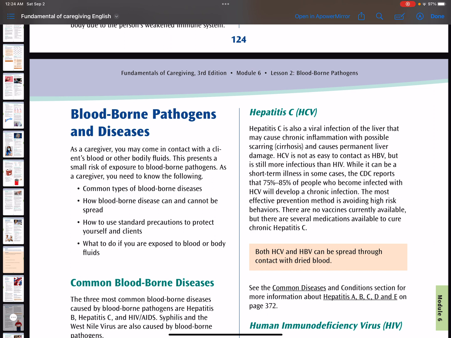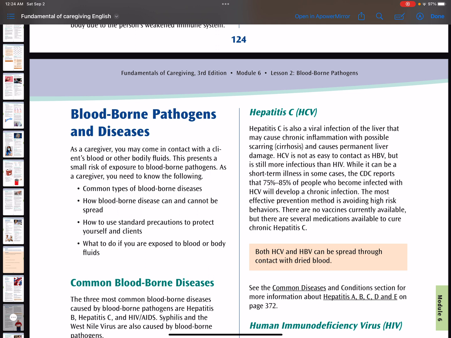Blood-borne pathogens and diseases. The 3 most common blood-borne diseases caused by blood-borne pathogens are hepatitis B, they call it Hep B, hepatitis C, and HIV/AIDS. Syphilis and the West Nile virus are also caused by blood-borne pathogens.